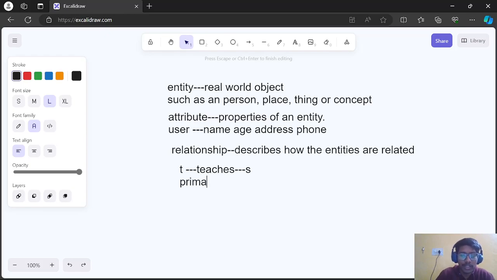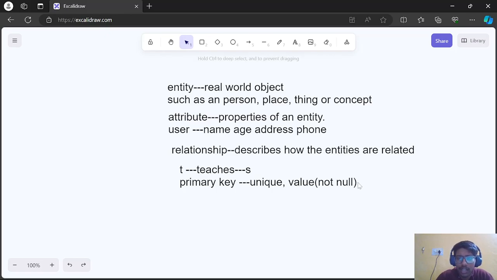That would be a primary key. The name itself describes something important. A primary key is something that is unique for an entity, and it always has a value. That means it is never null, and it is unique for every entity. The primary key of one entity is not the same as that of another one.